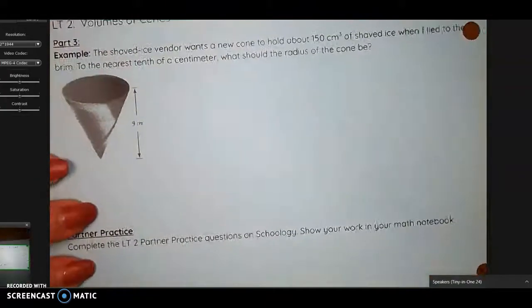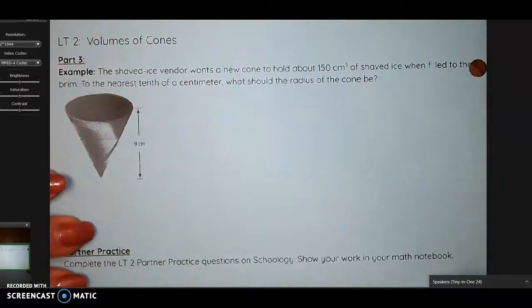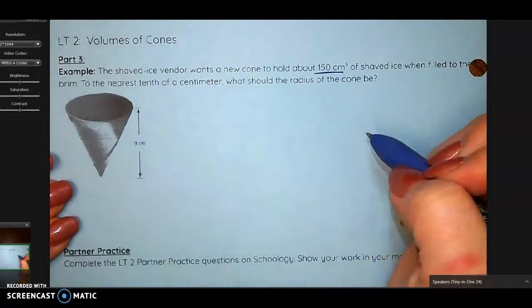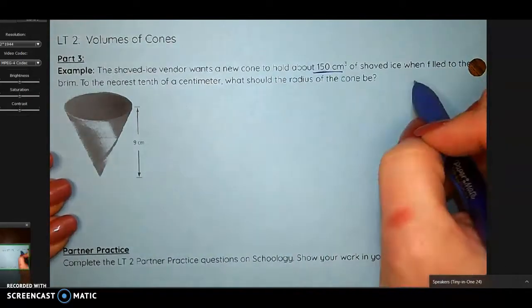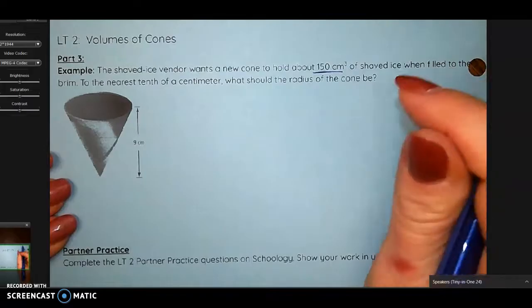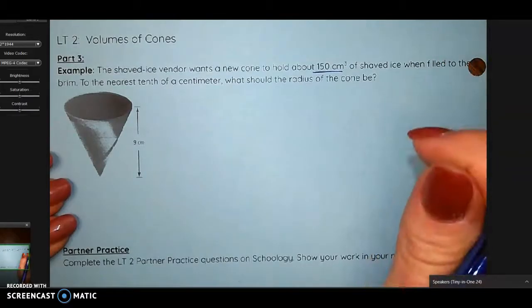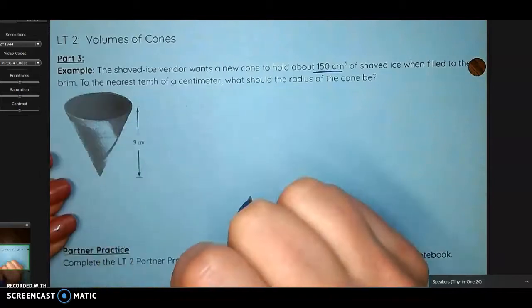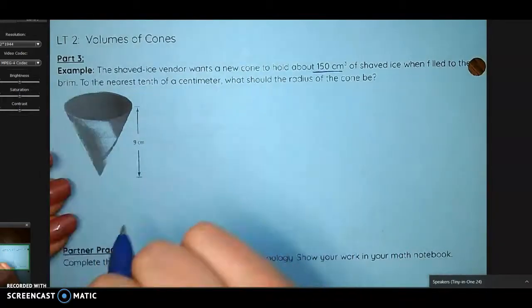On the back, this one's actually our last example. We have the shaved ice vendor wants a new cone to hold this much. Shaved ice being snow cones. When filled to the brim, to the nearest 1/10 of a centimeter, what should the radius of the cone be? So they want just the cone to hold. I know normally snow cones have a big top to them. We're not there yet. So we're just going to flatten ours off.